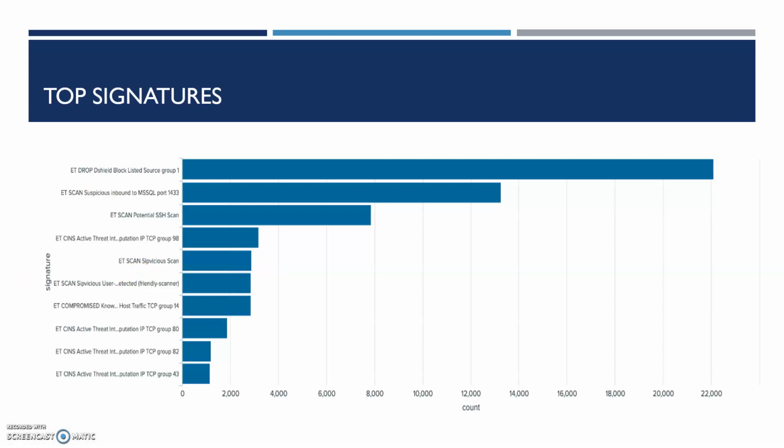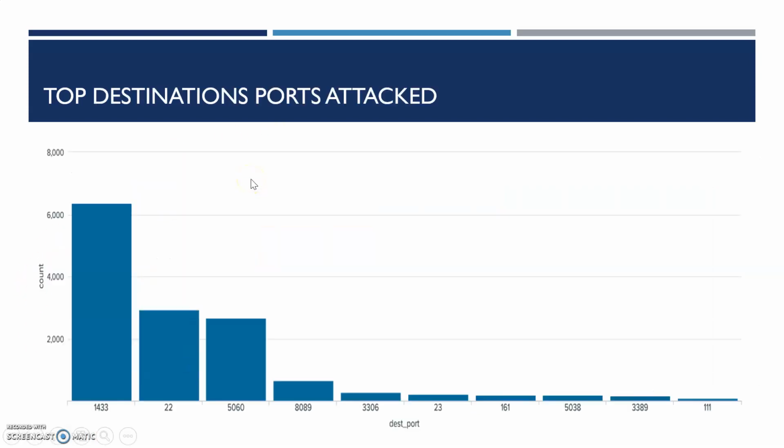So moving on to the top destination ports attacked. As you can see, port 1433, which we mentioned in the previous slide, was attacked the most, over 6,000 times. The second one is port 22, the SSH port, and so on.